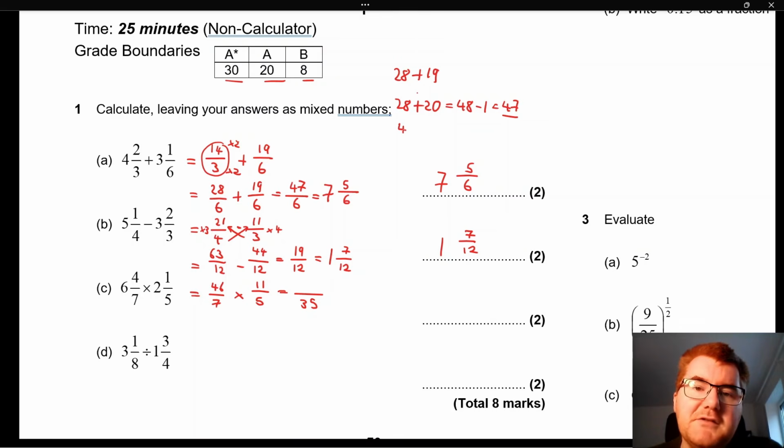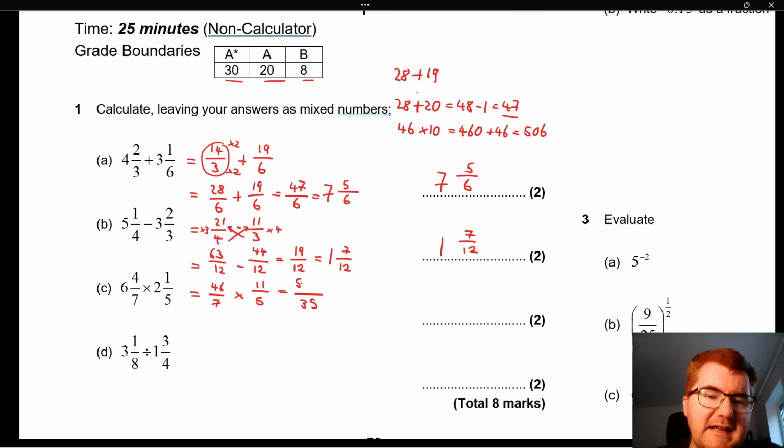This is where the mental maths then comes in. An easy way of doing this is 46 times 10 is 460. And then we add on another 46, and that then gives me 506. So always using these quick techniques makes your life a lot easier.